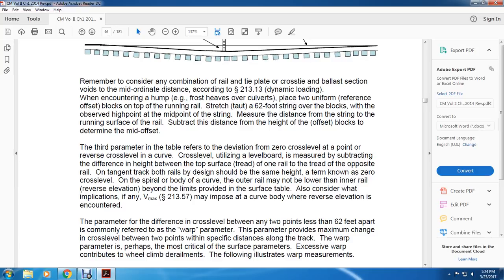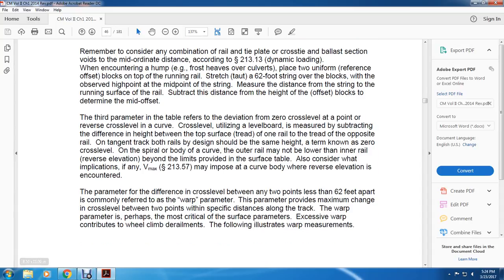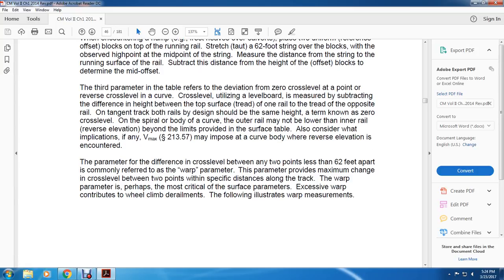The parameter difference of cross level between 2 points less than 62 feet apart is commonly referred to as the warp parameter. The parameter provides the maximum change in cross level between 2 points at specific distances along the track, and the warp parameter is perhaps the most critical surface parameter. Excessive warp contributes to wheel climb derailments. The following illustrate warp measurements.